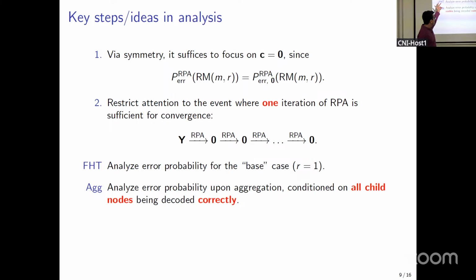So we have two things to analyze. Firstly, analyze the base case. Secondly, analyze the induction step. What is the base case? The base case is just the leaves that are first order Reed-Muller codes, essentially. So we want to analyze the error probability of ML decoding there. And secondly, given these estimates at the leaf nodes, what is the probability that upon aggregation you will make a mistake?